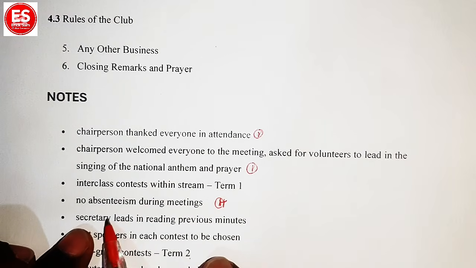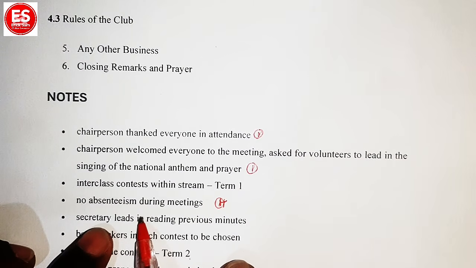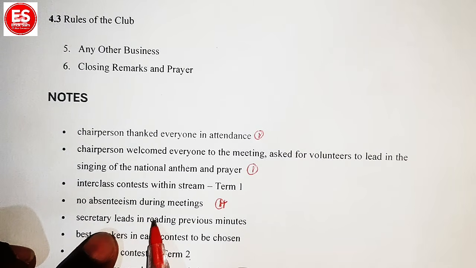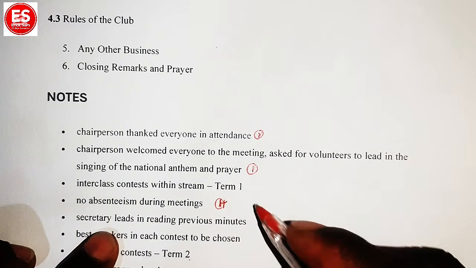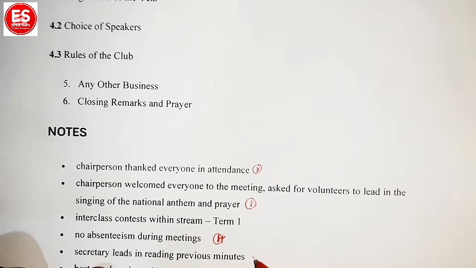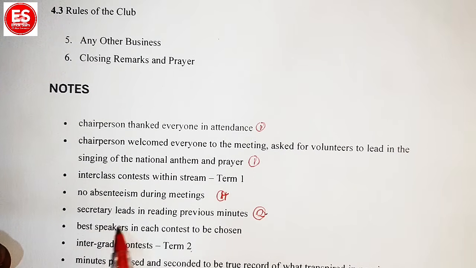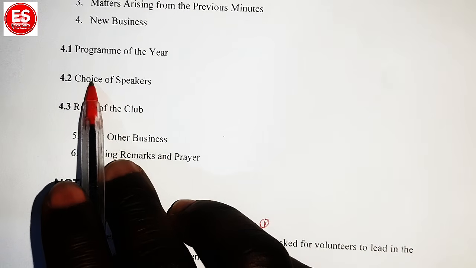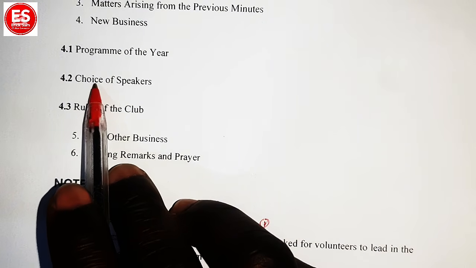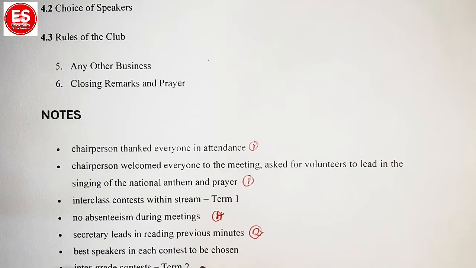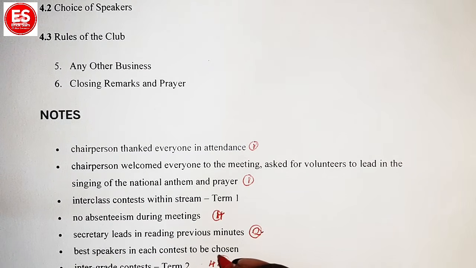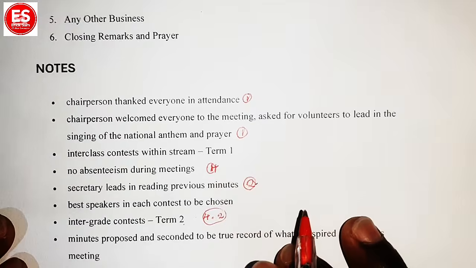All right. Then you have secretary reading in previous minutes. This one is number 2. Reading of minutes, right? Then you have the best speakers in each contest to be chosen. Choice of speaker, that is where it will belong. So that is 4.2. That is where it will belong.